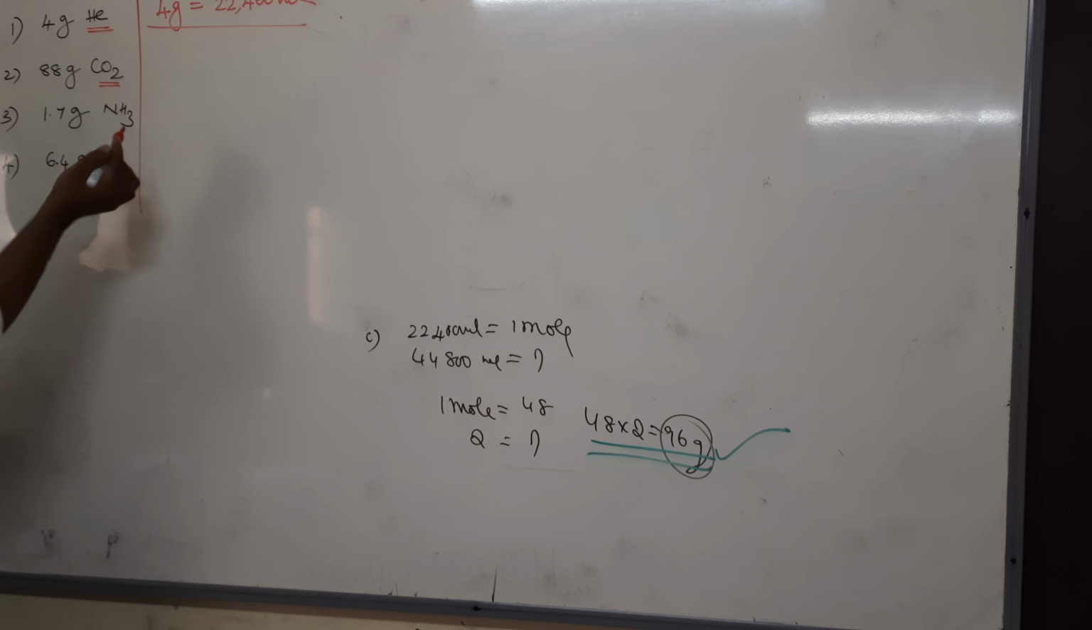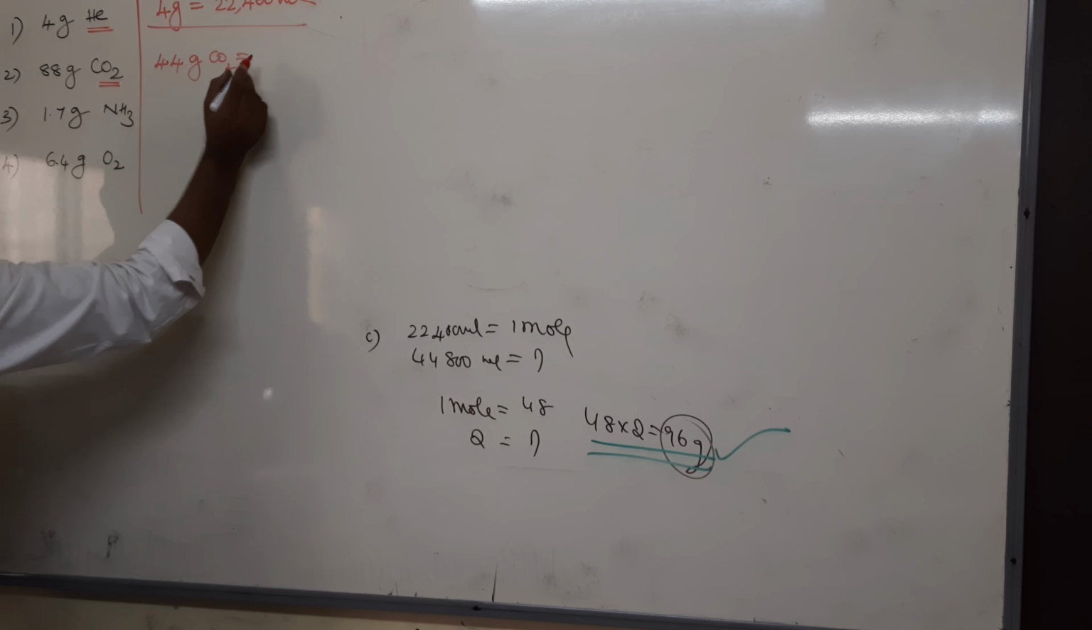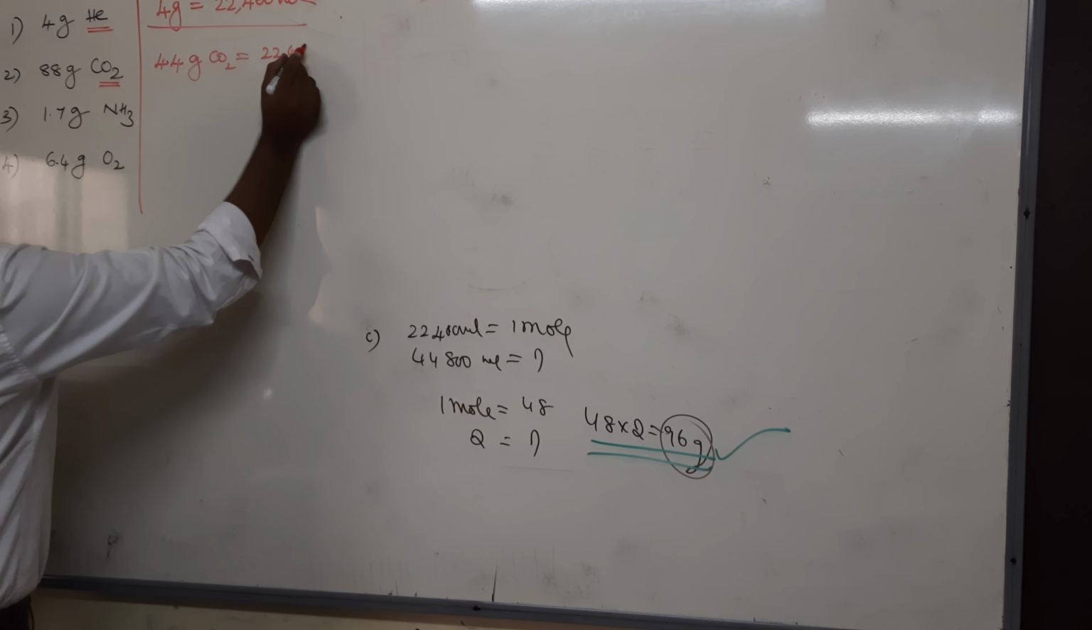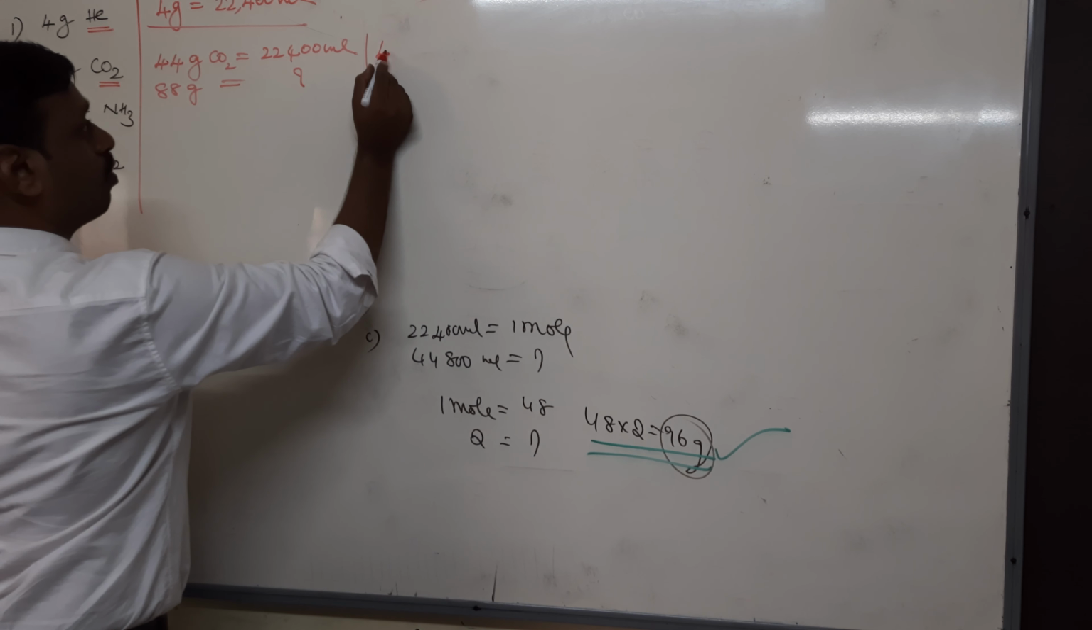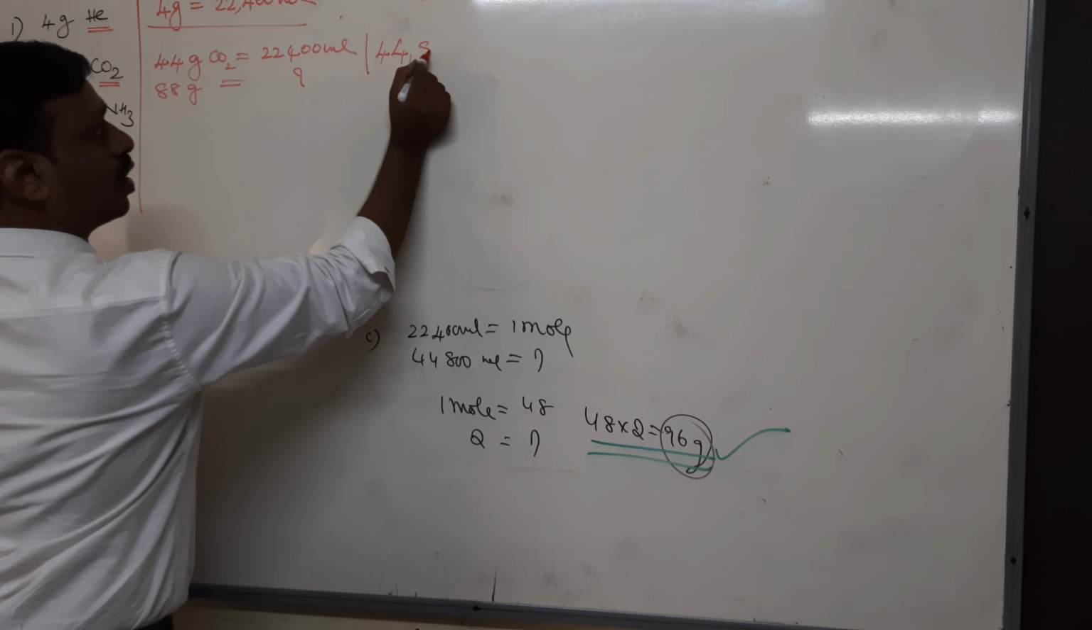Next, here CO2. What is the mass of the CO2? 44 gram molecular mass. 44 gram CO2 equals how much volume? 22,400 ml. But what is given here? 88, right? 88 gram is equal to how much? 44 is 22,400. 88 is double, no? It means how much? 44,800 ml.